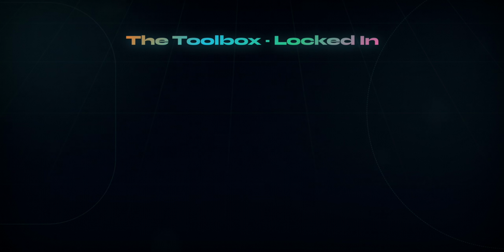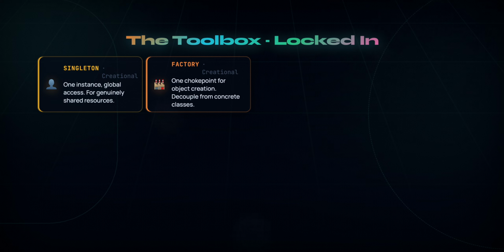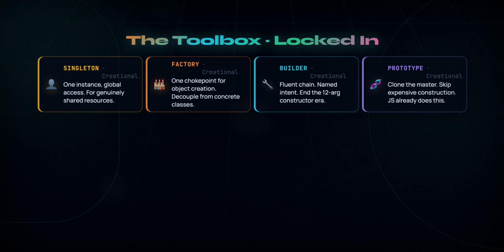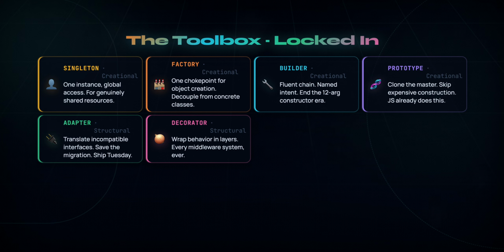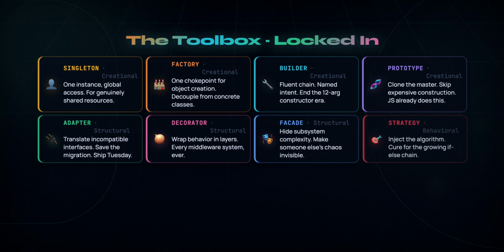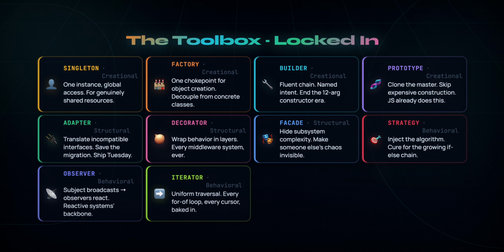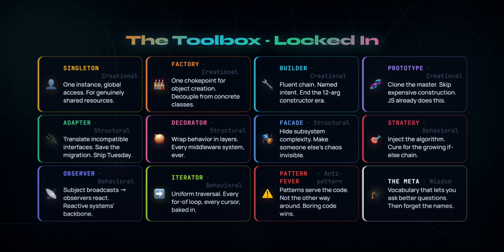Let's lock it in. Creational patterns control how objects get made. Singleton for shared instances, factory for centralized creation, builder for complex configuration, prototype for cheap cloning. Structural patterns control how objects compose: adapter for incompatible interfaces, decorator for composable behavior, facade for hiding complexity. Behavioral patterns control how objects communicate: strategy for swappable algorithms, observer for reactive notification, iterator for uniform traversal. 10 patterns, 3 families, 90% of architectural problems.